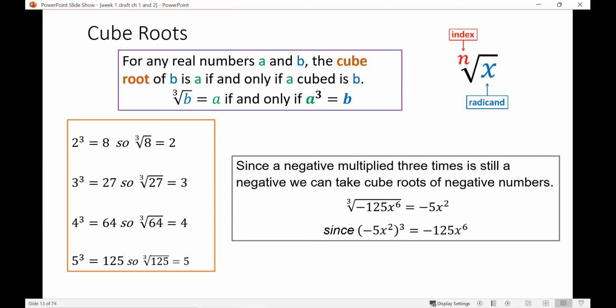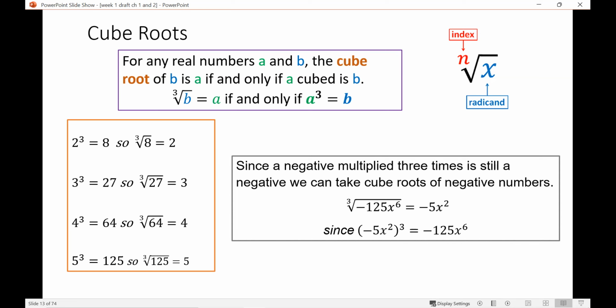Those are square roots. Now let's talk about cube roots. The definition of a cube root is that for any real numbers a and b, the cube root of b is a, if and only if a cubed is b, okay? So the cube root of b is a, if a cubed is b. Notice here we don't need those absolute value bars, and that is because if our a is a negative number, then when we cube it, we also get a negative number. So with cube roots, it's fine for our radicand to be negative, whereas with square roots, it is not.